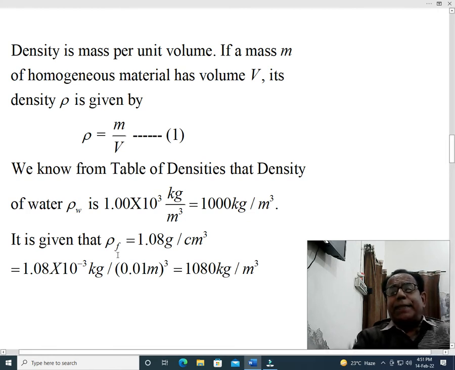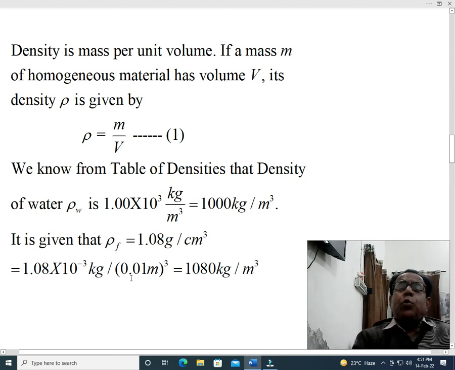In this way, density of fish becomes alternatively equal to 1.08 into 10 raised to the power minus 3, because 1 gram is equal to 10 raised to the power minus 3 kilogram over 0.01 meter cube, because 1 centimeter is equal to 0.01 meter. This alternatively becomes equal to 1080 kilogram per meter cube. Okay. Now both densities have taken the similar form.